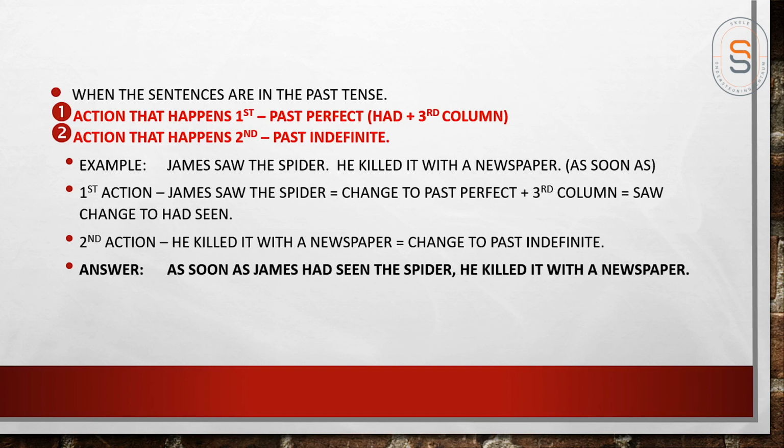Right. Step one, let's determine which action happens first. James saw the spider, he killed it. I think he saw the spider before he killed it. So James saw the spider was your first action. Which tense is it? You look at the verb. The words saw and killed tell you we are working in the past tense. So your first action must change to the past perfect plus the third column. See, saw, seen is your third column plus had, so it's had seen.